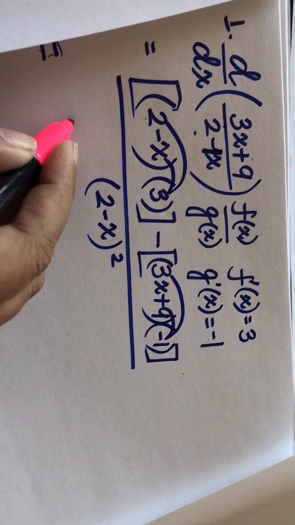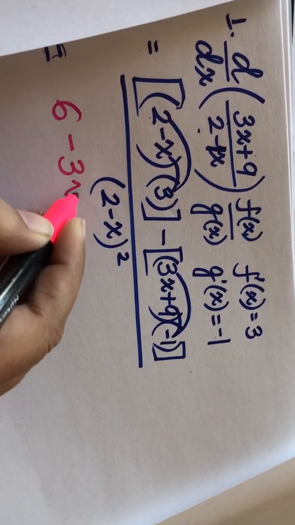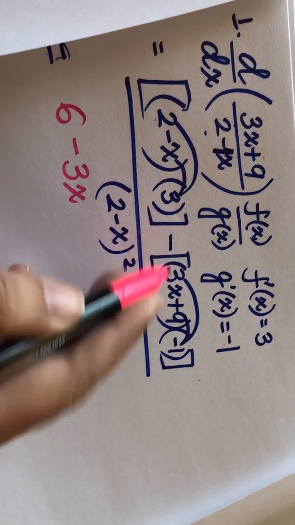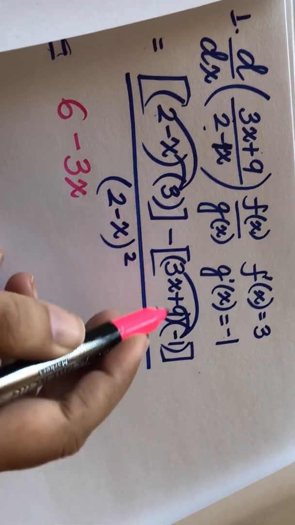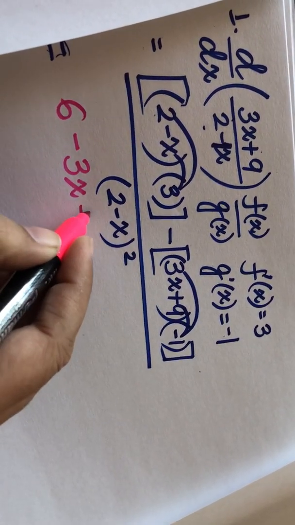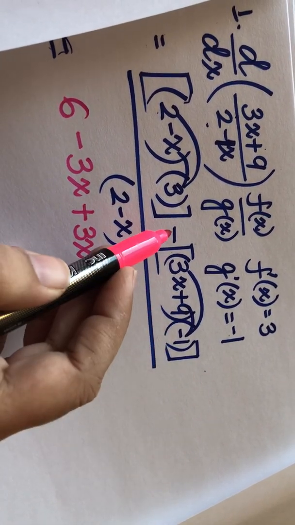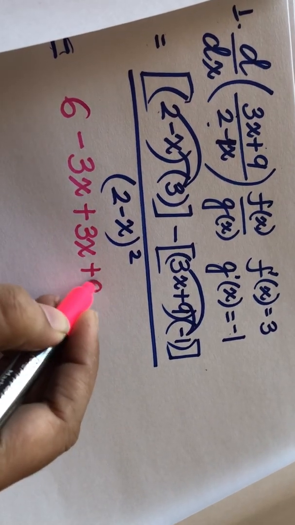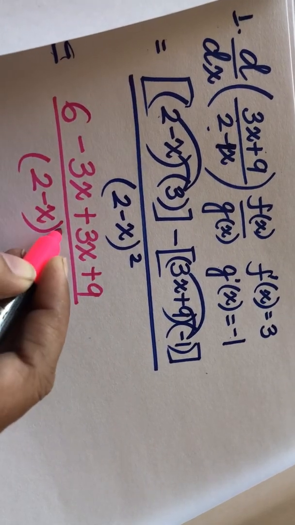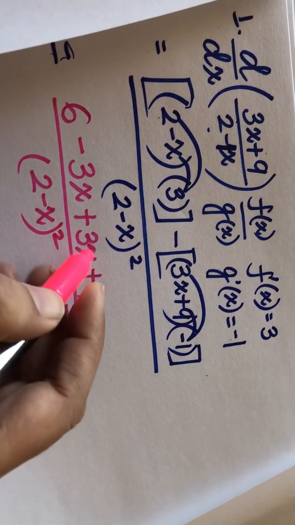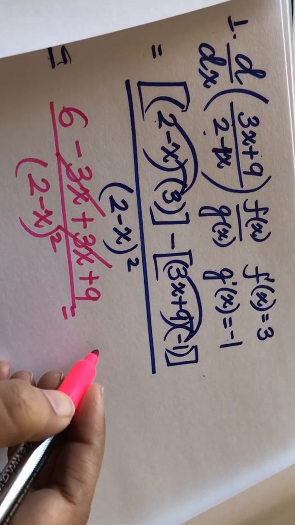So our answer will be 3 times 2 is 6 minus 3 times x, 3x. We'll have a negative 3x when we multiply that by -1. So negative times this negative is positive, so we'll have a positive 3x. And then 9 times -1 is -9, but there's a negative here, so it'll be positive 9. Over 2 minus x whole squared, which can be further written as plus 3x and minus 3x are gone. 6 plus 9 will be 15.